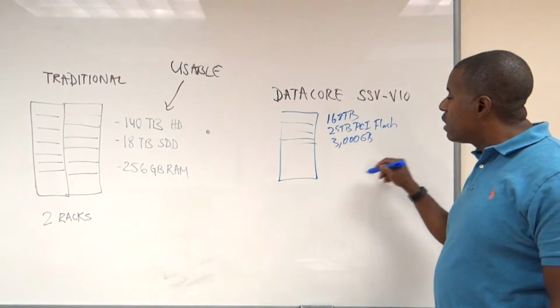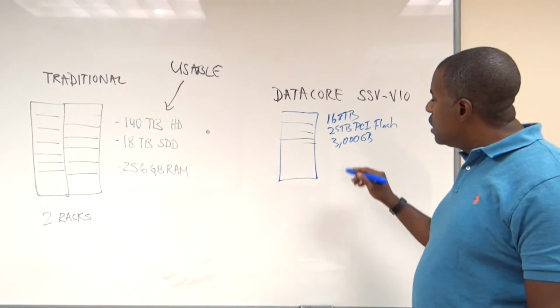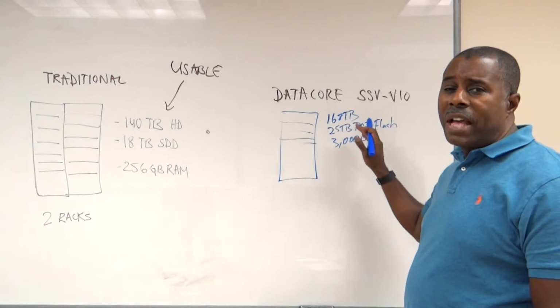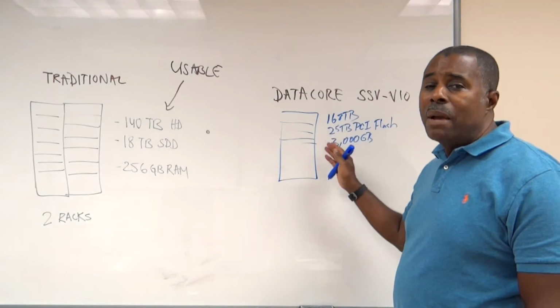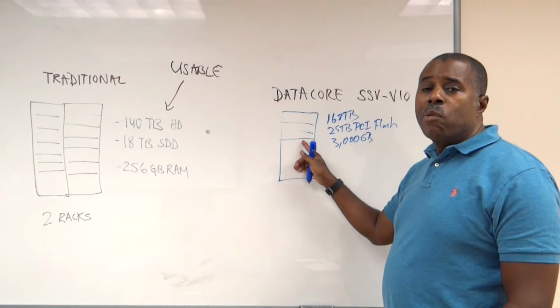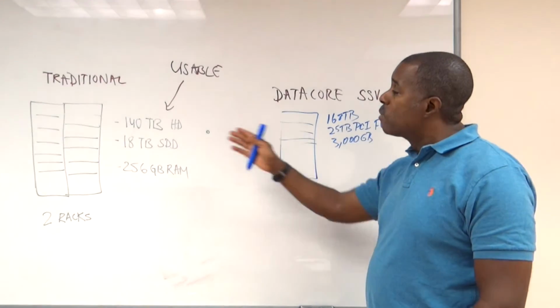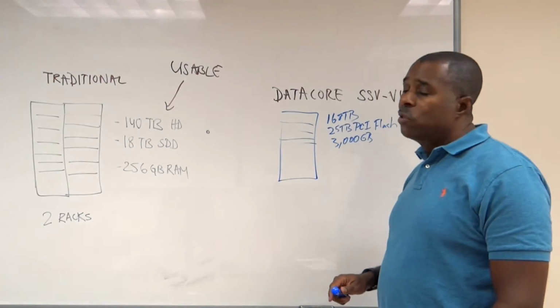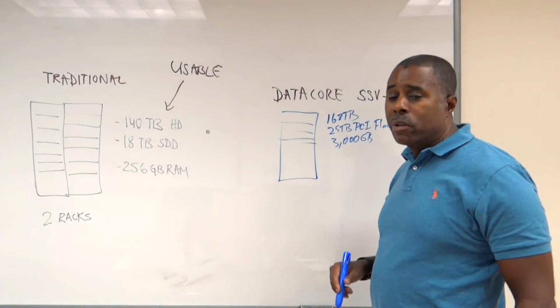Now, as you can see, this solution was actually 20% more capacity. It turned out to be 5 times faster than the traditional storage, and it utilized less than a quarter of the space, or less than an eighth of the space of the traditional solution. And we haven't even talked about power and cooling.